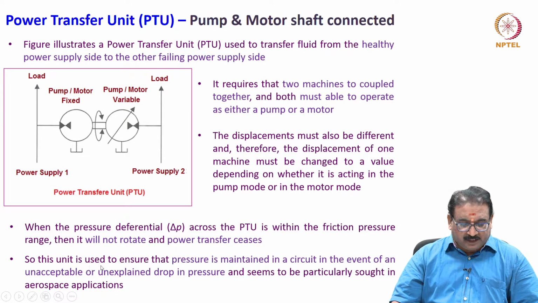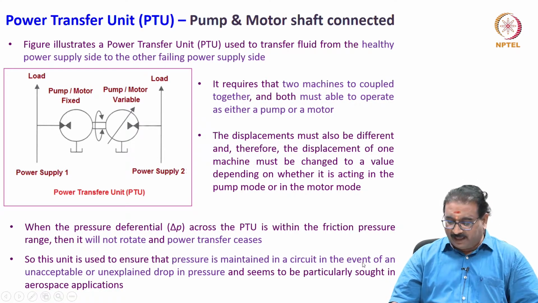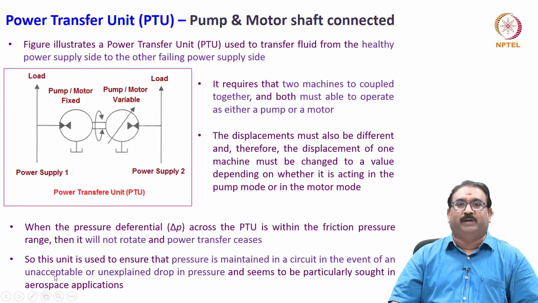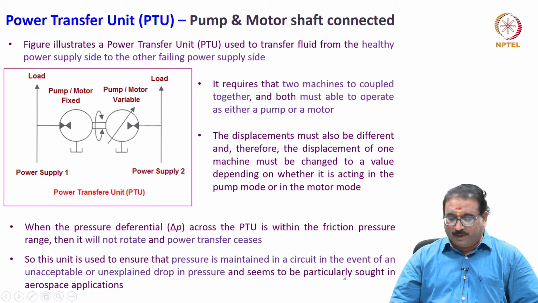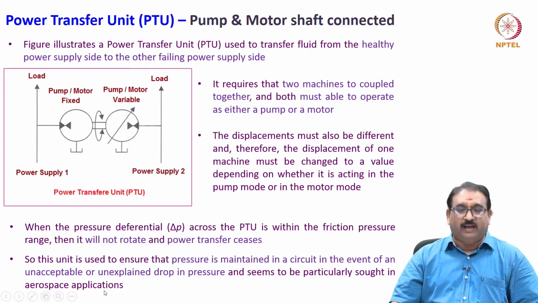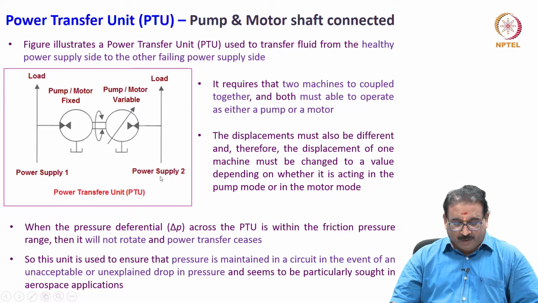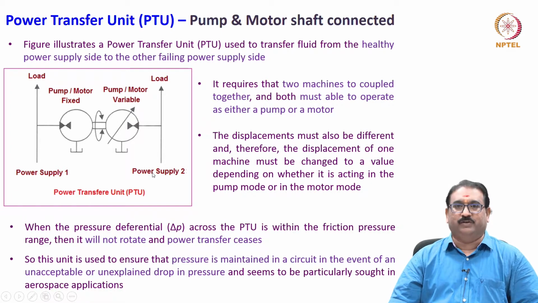So, this unit is used to ensure that pressure is maintained in the circuit in the event of an unacceptable or unexplained drop in pressure, and seems to be particularly sought after in aerospace applications. This PTU found wide application in aerospace to maintain the constant pressures.